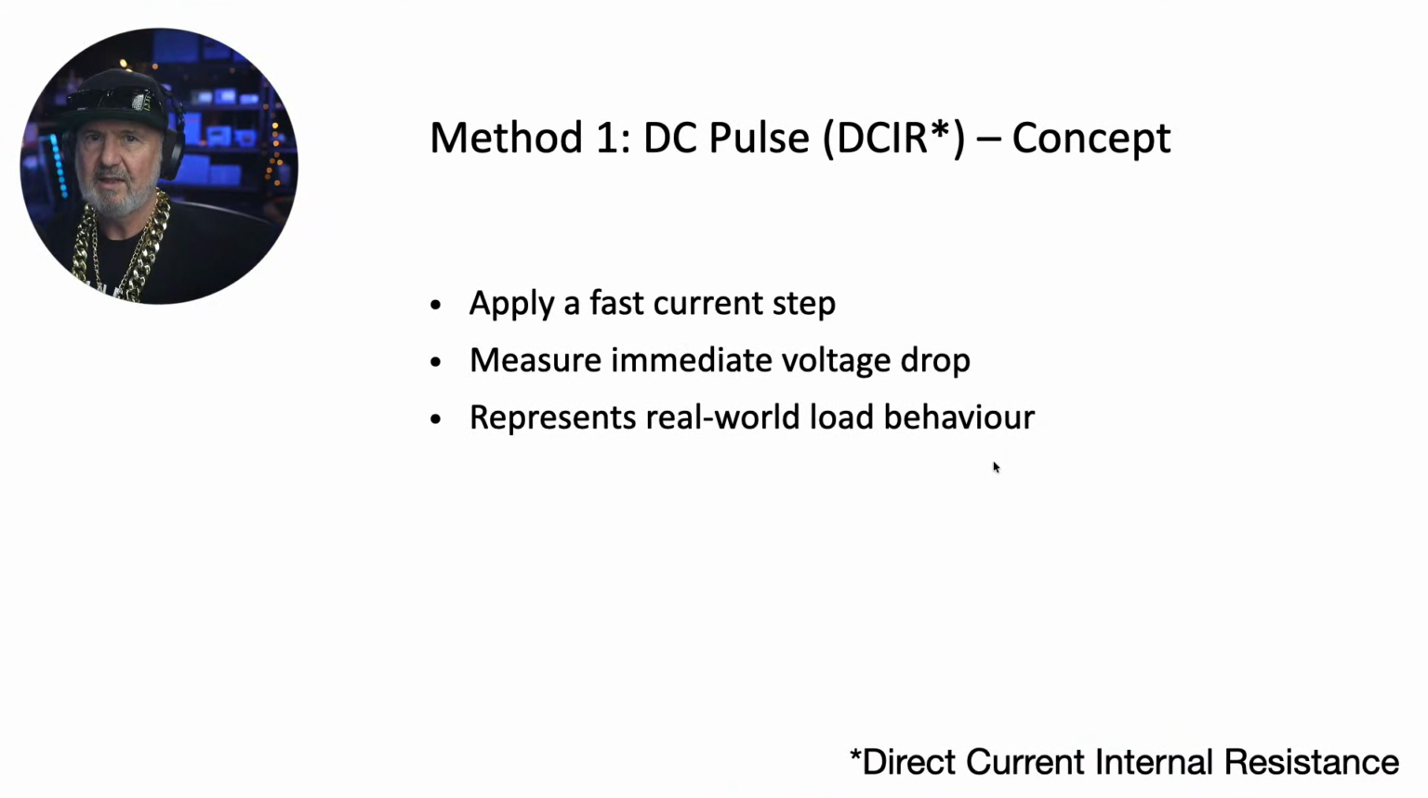So method 1 is known as a DC pulse or DC internal resistance test. Now the concept is basically it's a very fast current step, very, very fast. We're talking microseconds to milliseconds. And we're going to measure the instantaneous voltage drop when that pulse is applied. And it does actually represent the real world behavior of a cell, such as if you drop a spanner across a battery, that's going to be a very big pulse and therefore a large fault current.